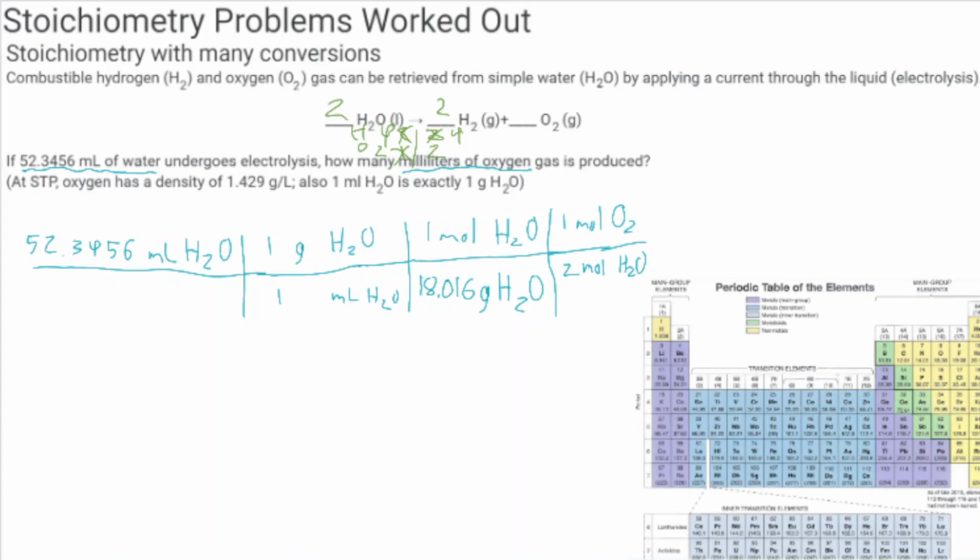So if we look at oxygen, we can multiply that 16.00 by 2, and we'll say for every 1 mole of O2, we have 32.00 grams of O2. All right, so we're just using the molar mass there to convert it to grams. Now we can go ahead and use this equality that was given in the question. And so we can put in 1.429 grams of O2 for every liter of O2.